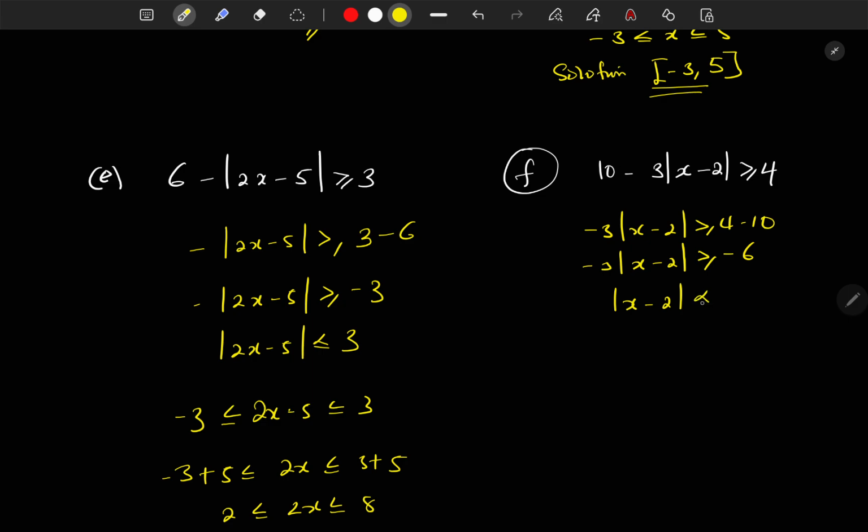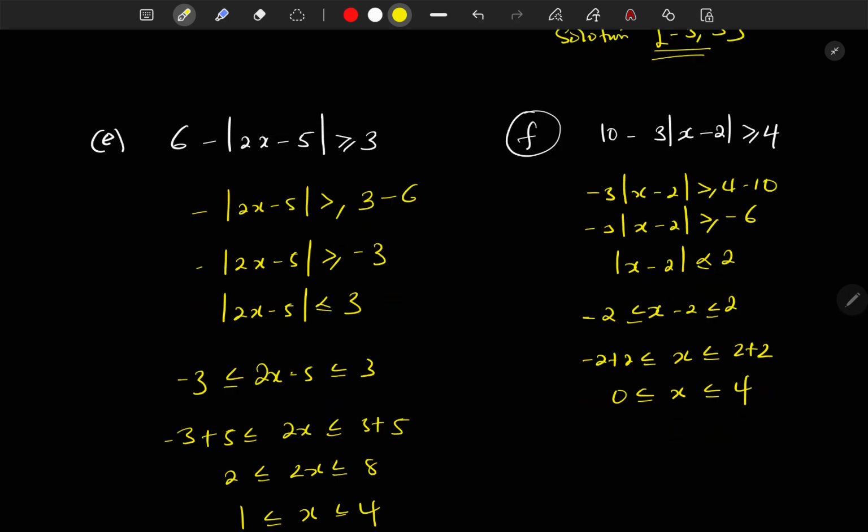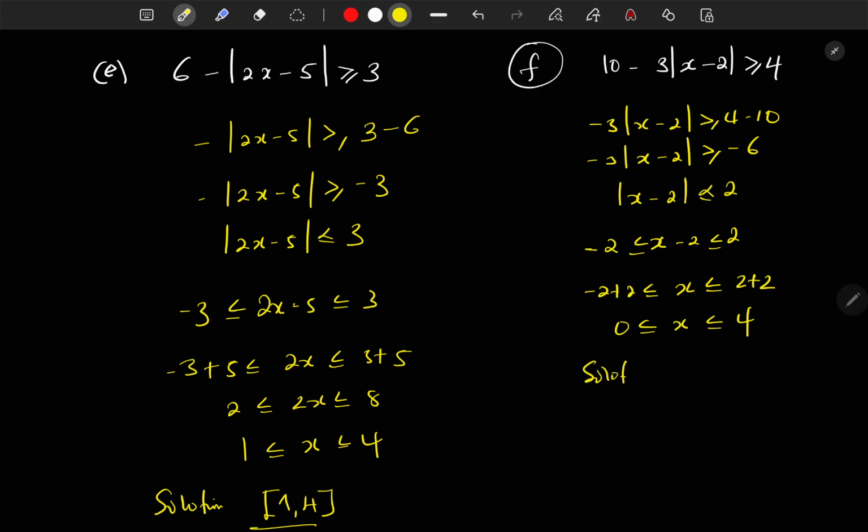Because of that, this sign will change. That will give me 2. So this is what I'm remaining with, which I'm going to say negative 2 less than or equal to x minus 2 less than or equal to 2. If I need to add to all the inequalities, I'll need to add 2. So I'll have negative 2 plus 2 less than or equal to, here I'll just remain with x, here to be 2 plus 2. Well, this becomes 0 less than or equal to x less than or equal to 4. So my solution to this inequality is just between 0 and 4.